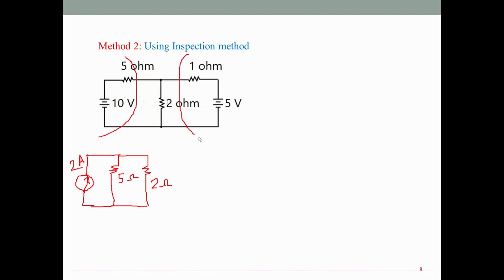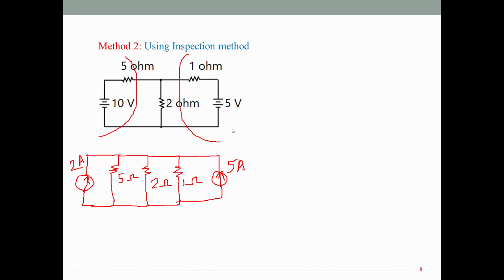On this portion I have 1 ohm with 5 volt. This has to be replaced by a current source. Resistance value blindly 1 ohm. You take the current source as 5 by 1, 5 amps. Arrow mark direction upward because the upward plate is positive.